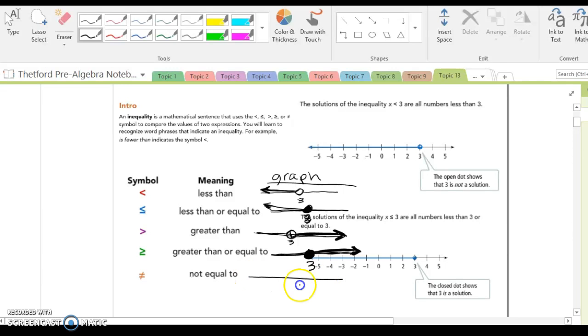Not equal to means that if I have a number line and just a 3, it's just going to be an open circle because we just don't include 3 in my answers.